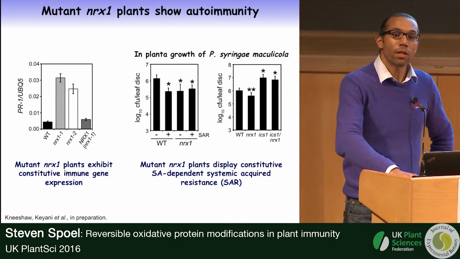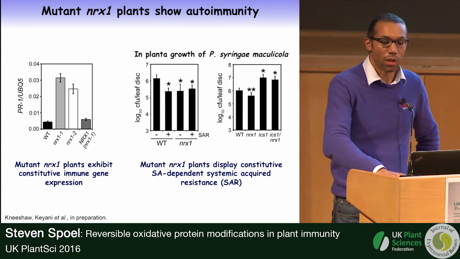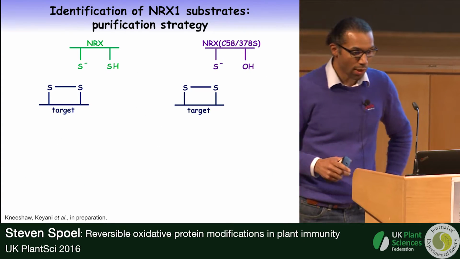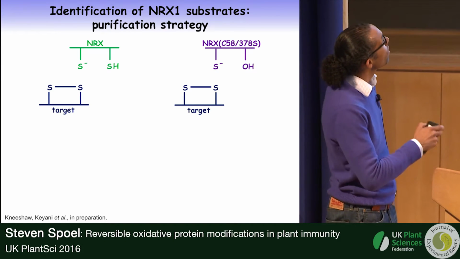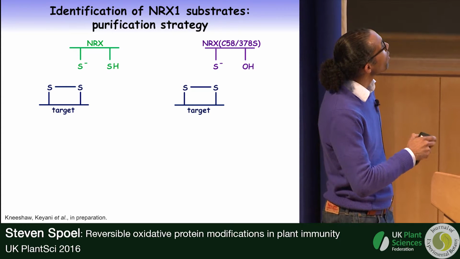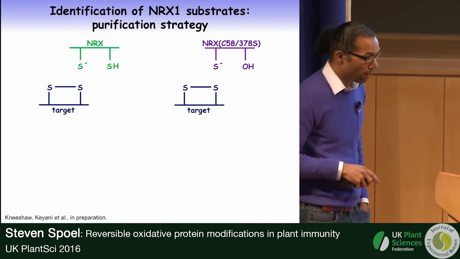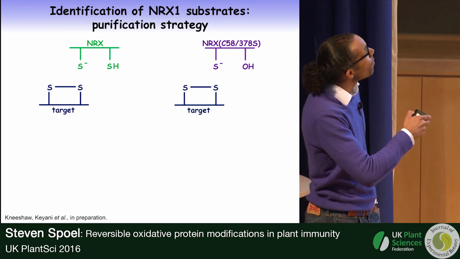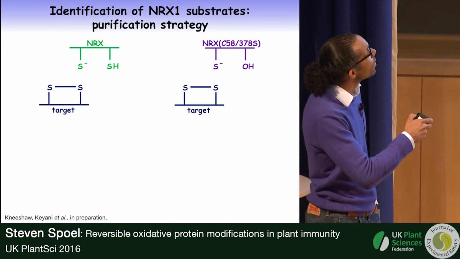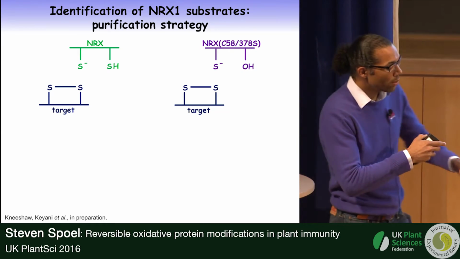So we were very curious to know what the substrates are for NRX1 to maybe uncover how it established these immune phenotypes. So to do that, we followed the following purification strategy. I've just reduced the NRX1 protein to a simple diagram here of its active site, or one of its active sites. So this is what it would look like. The active site has a cysteine, which is in a sulfhydrated state, so very nucleophilic, and that faces the target protein.